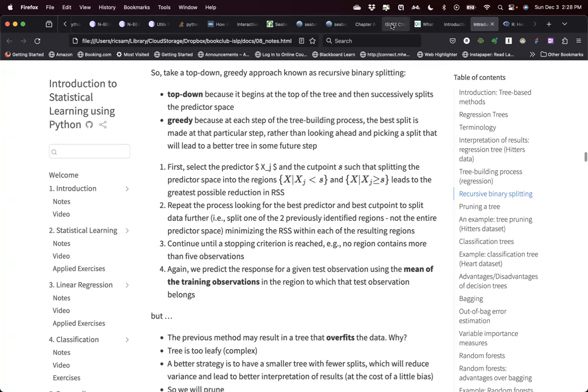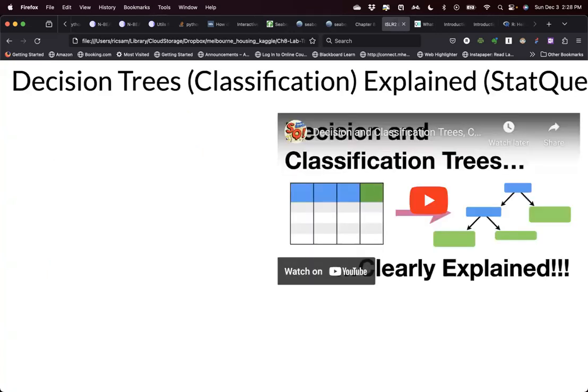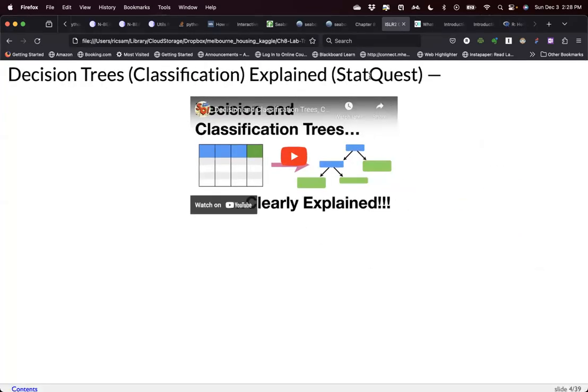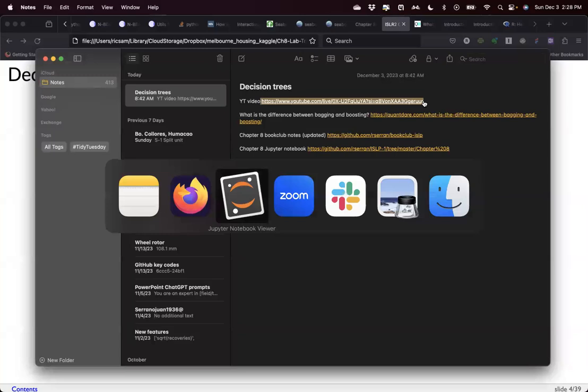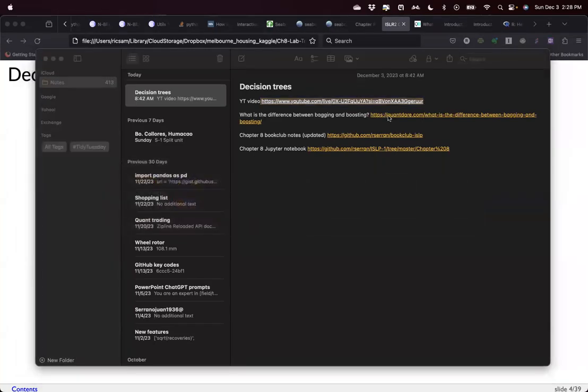One of the things I would recommend is to watch this series from StatQuest on decision trees. This is for classification, but there's one for regression. It explains very clearly how the root node is selected for each of the trees, and how the threshold is also selected. Let me put it in the chat. This is the one for classification, but there's another one for regression.